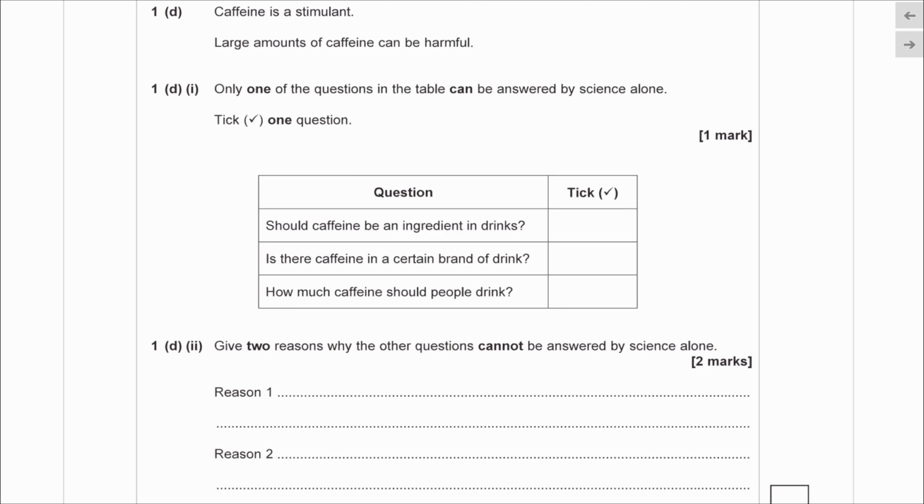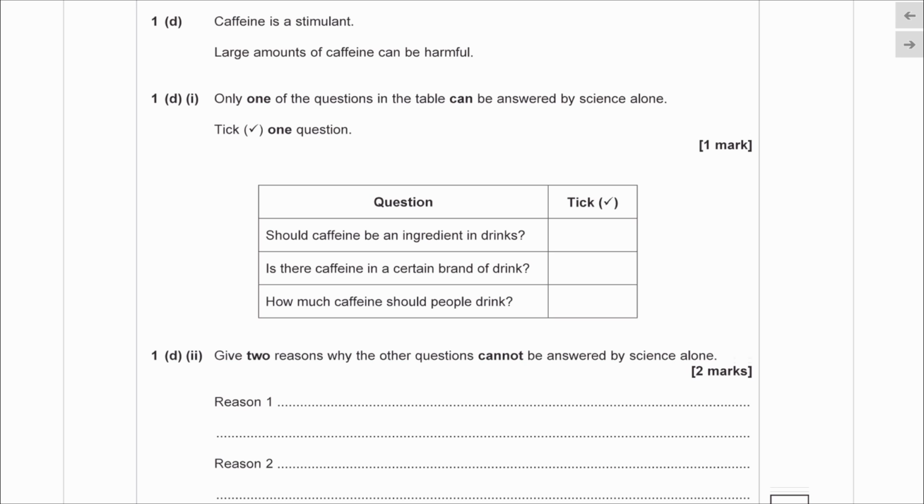Caffeine is a stimulant. Yep, we know that. Large amounts of caffeine can be harmful. Only one of the questions in the table can be answered by science alone. Tick next to the question. Right, the first one, should caffeine be an ingredient in drinks?